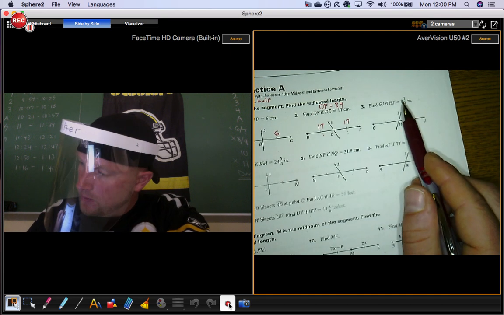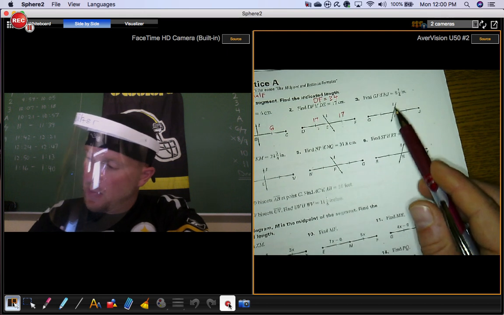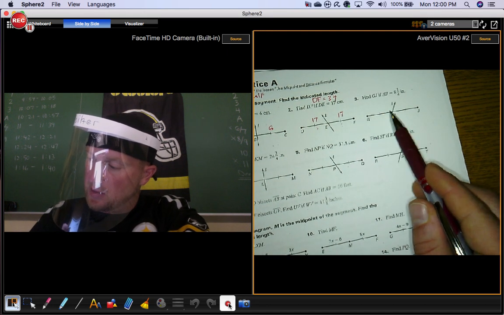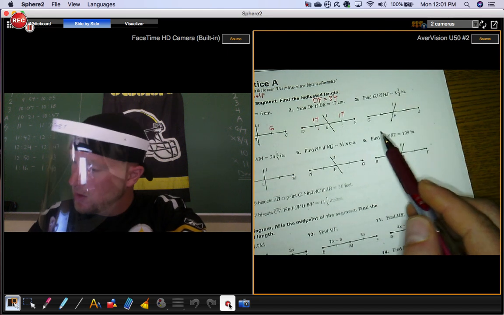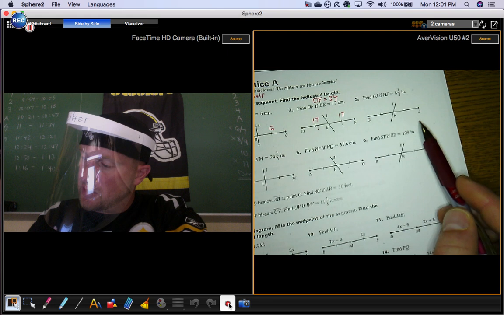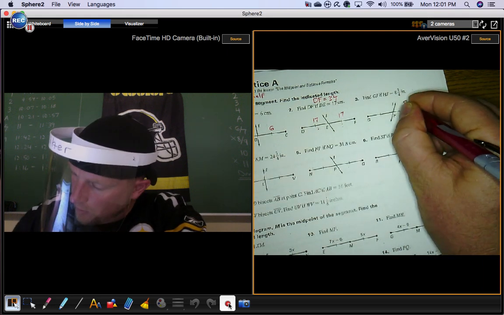Number 3, looks like we have a fraction there, so we end up with a mixed number. Again, this is doing the bisecting. These two segments are the same. That's what those marks mean. Really important. Find the distance from G to J. If H to J is 8 1/4.